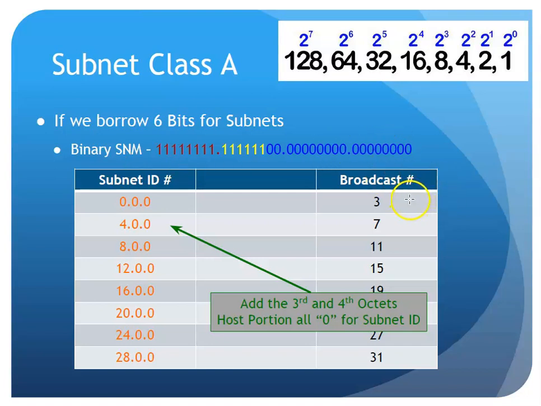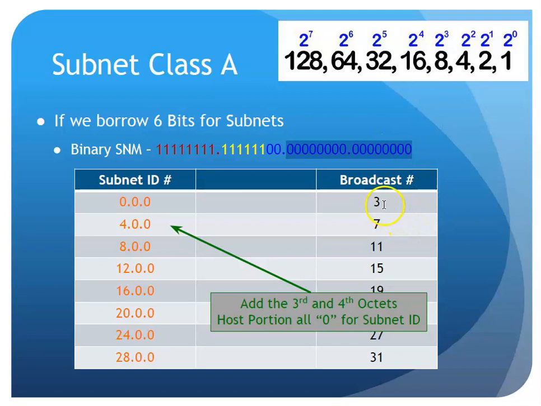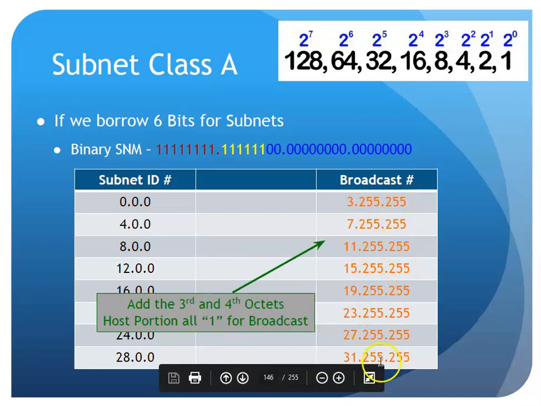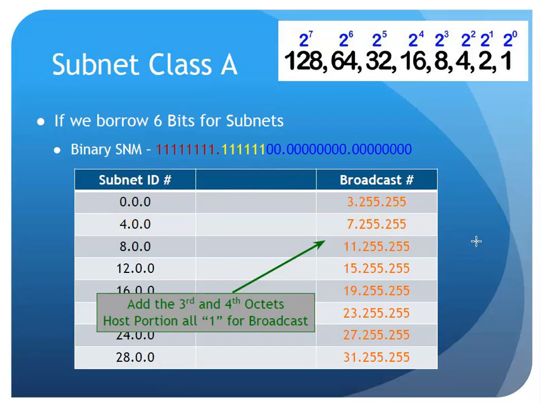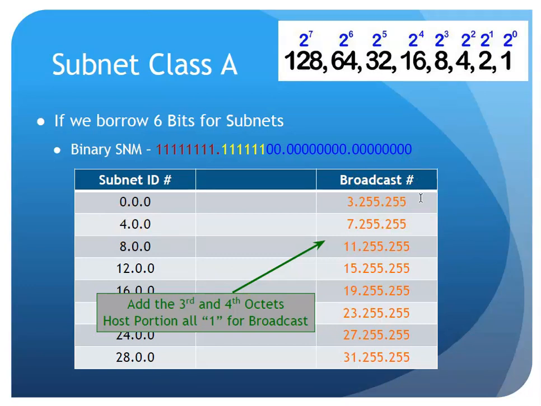Over here on the broadcast, the rule is all ones in the host portion. Well, if I set these to all ones, we're going to have 255, 255. So over here for these, I can do 3.255.255, 7.255.255, and now I have my broadcast for this column. So setting the network and broadcast is pretty straightforward, as long as I remember my rules. All zeros in the host portion for the network, all ones in the host portion for the broadcast.